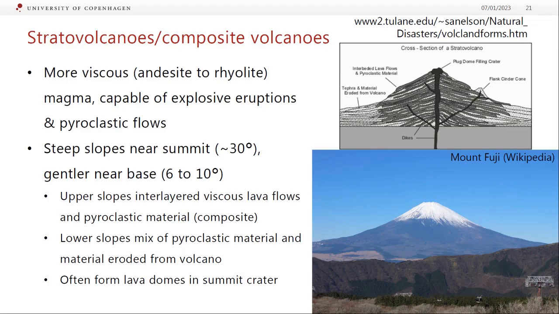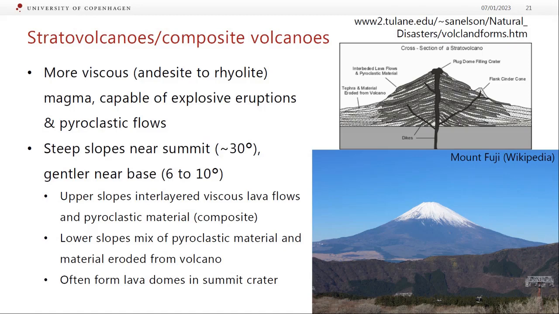The next type, formed from explosive eruptions, are stratovolcanoes. They're sometimes called composite volcanoes because they're a composite of lava flows and explosive eruption deposits. So you see these in more viscous magmas, typically andesite to rhyolite, and the magma has to be capable of explosive eruptions. Near the summit, you have very steep slopes, because you have these high viscosity lava flows coming down the side, and on top of that, you have some sort of pyroclastic or volcaniclastic deposits.